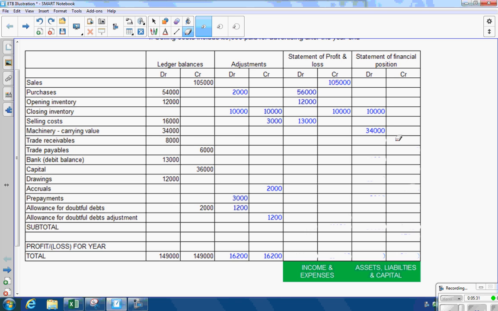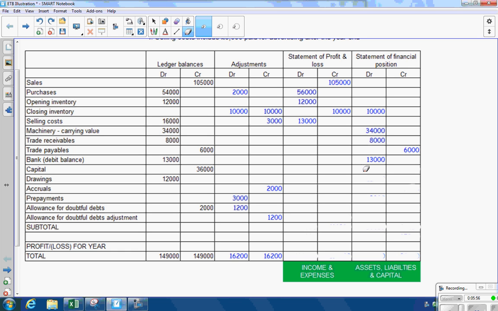The carrying value of my machinery, well, that's an asset, so it goes in the statement of financial position. Trade receivables, yes, they're an asset as well. Trade payables, that's a liability. The bank, now with bank accounts, they should tell you whether it's a debit or credit balance, because obviously you might have money in a bank account or you might be overdrawn. So there we're told that it's a debit balance, it's an asset, it's going in my statement of financial position.